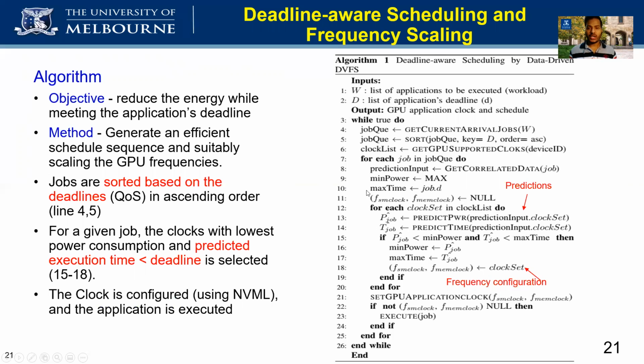We propose a scheduling algorithm. Basically, it sorts all the applications based on the arrival time and the deadline. If a particular application has arrived in the system, we predict its execution time as well as the power consumption over different clock settings. Then we select the particular frequency that meets the deadline and has the lowest power, and we use the NVML library to configure the system and execute that application.